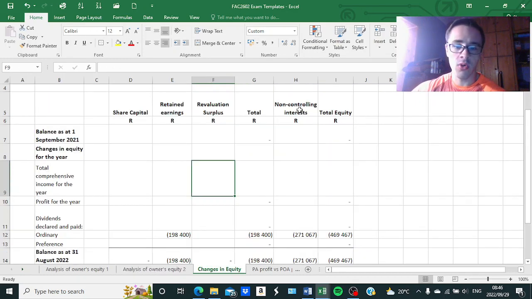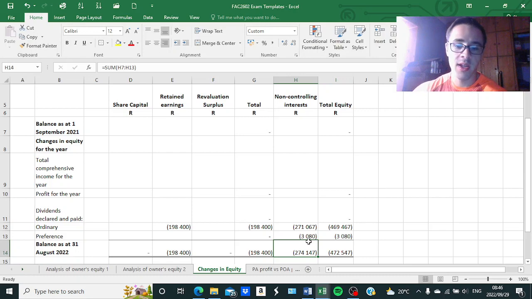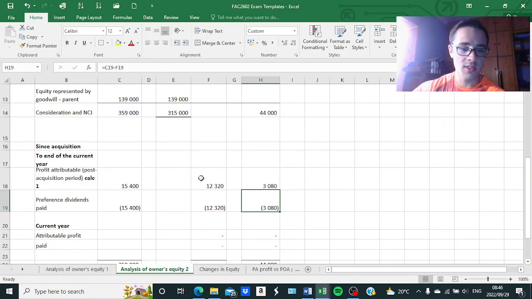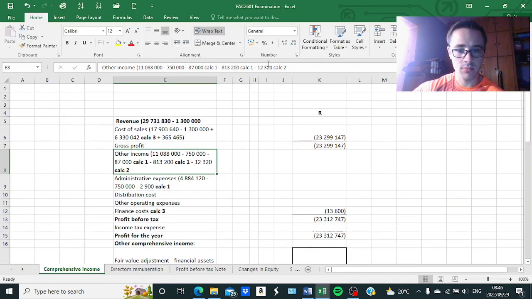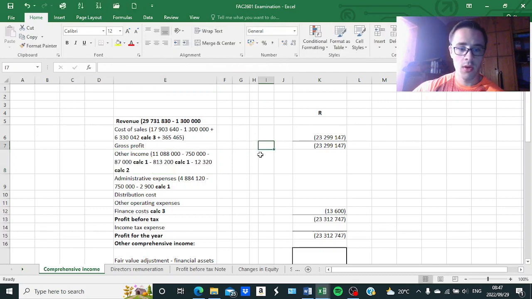So in your non-controlling interest column, you will show the amount of 3,080 Rand as preference dividends declared to non-controlling interests. Okay, the amount for the parent is eliminated in the consolidated statement of profit or loss and other comprehensive income right here. Okay, good.